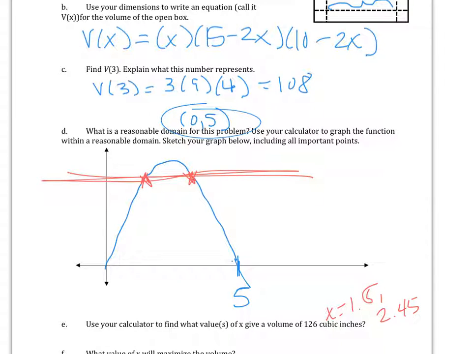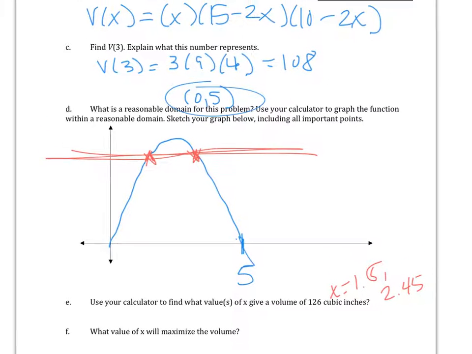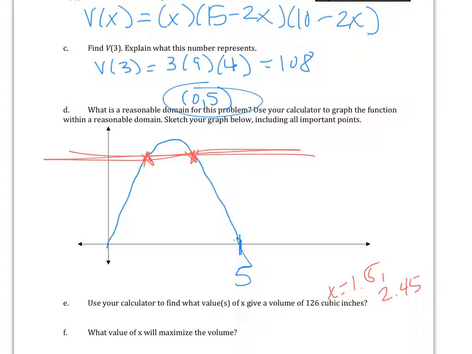And then I think the final question is probably to find the maximum. What value of x will maximize the volume? We'll just use our maximum function here. And we find that this point up here happens at 1.96, comma 132. I don't ask you for the maximum volume, I just asked you for what value of x. So the value of x is 1.96. If I asked you for the maximum volume, it would be 132 cubic, I think it was inches, was the original unit.